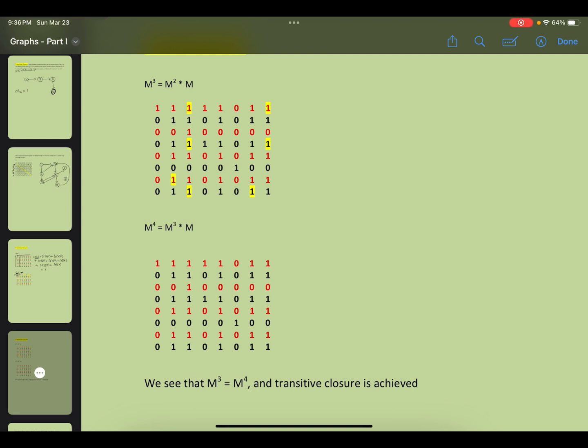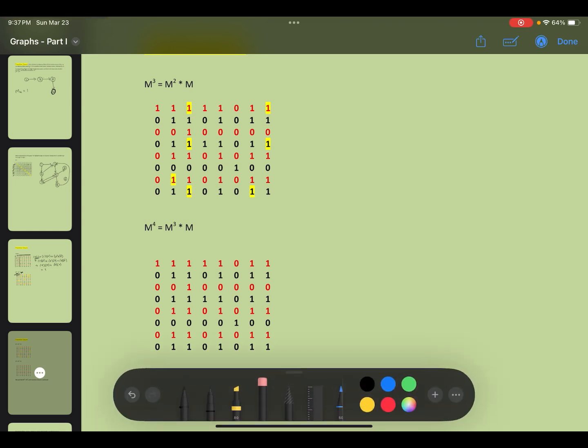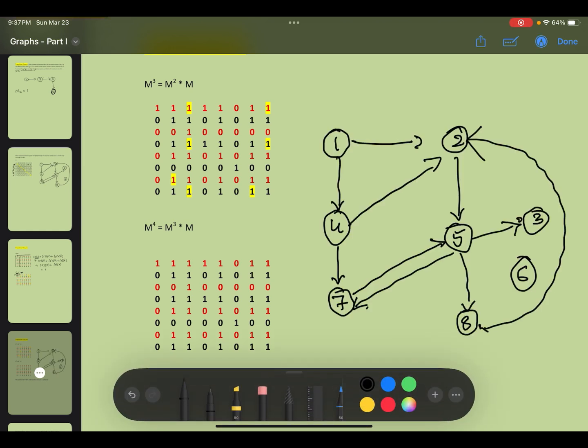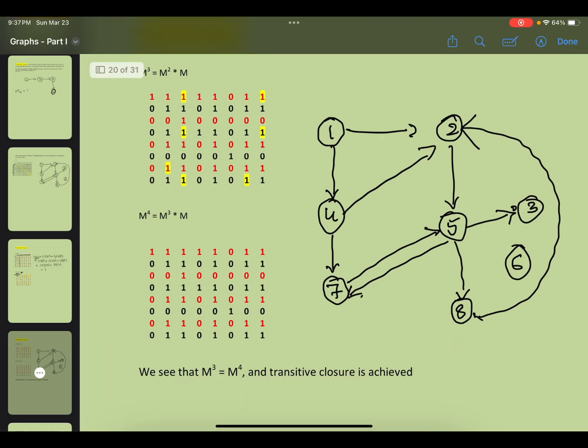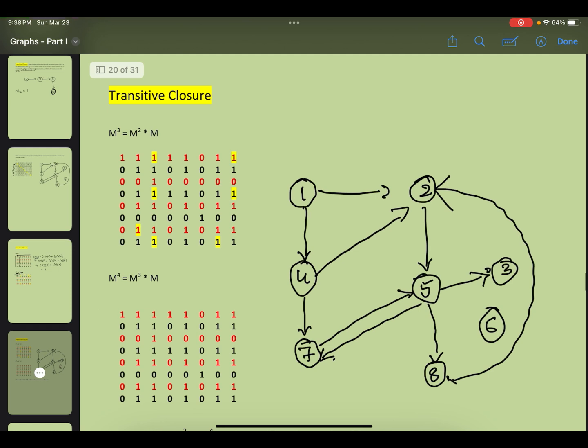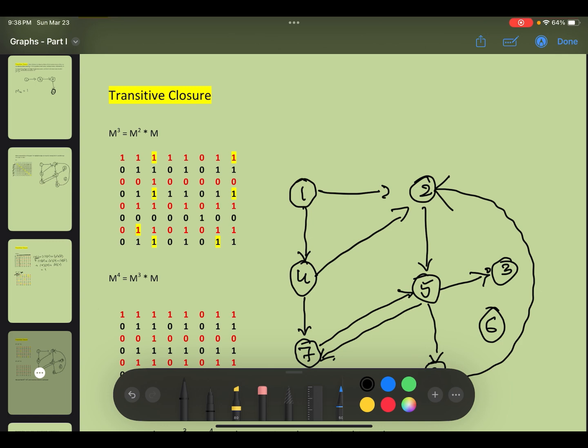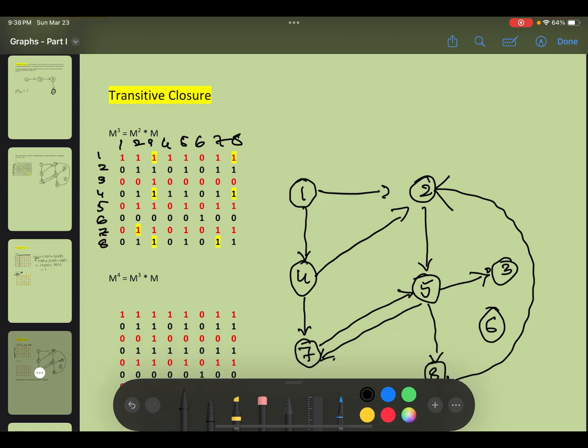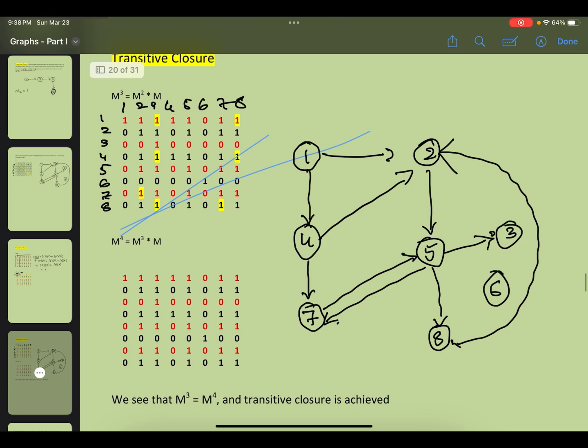So let me just quickly draw up the diagram, the graph we drew above. Okay, it's a bad diagram, but it will do for now. So let's look at the transitive closure matrix. So we will say that the transitive closure has been achieved at m3. Now looking at m3, let's just also write down these values. It's 1 2 3 4 5 6 7 8 and 2 3 4 5 6 7 8. Perfect. So now that we have these values, let's see what we can do.